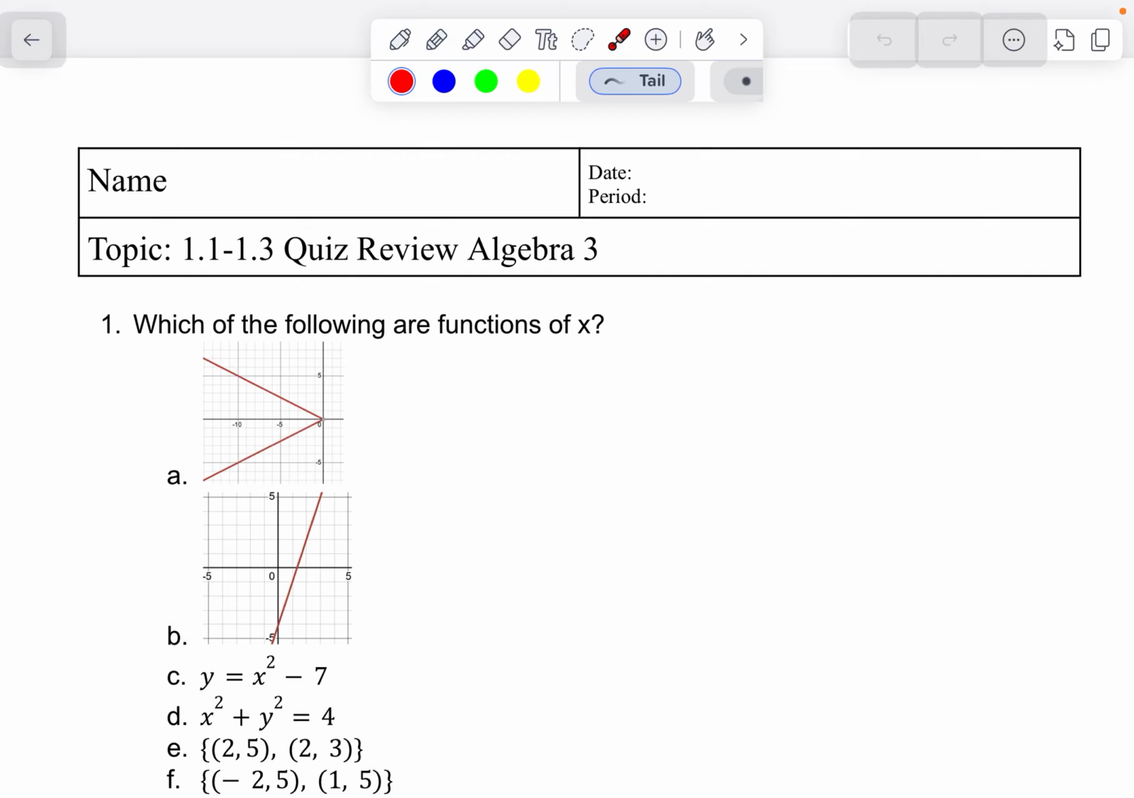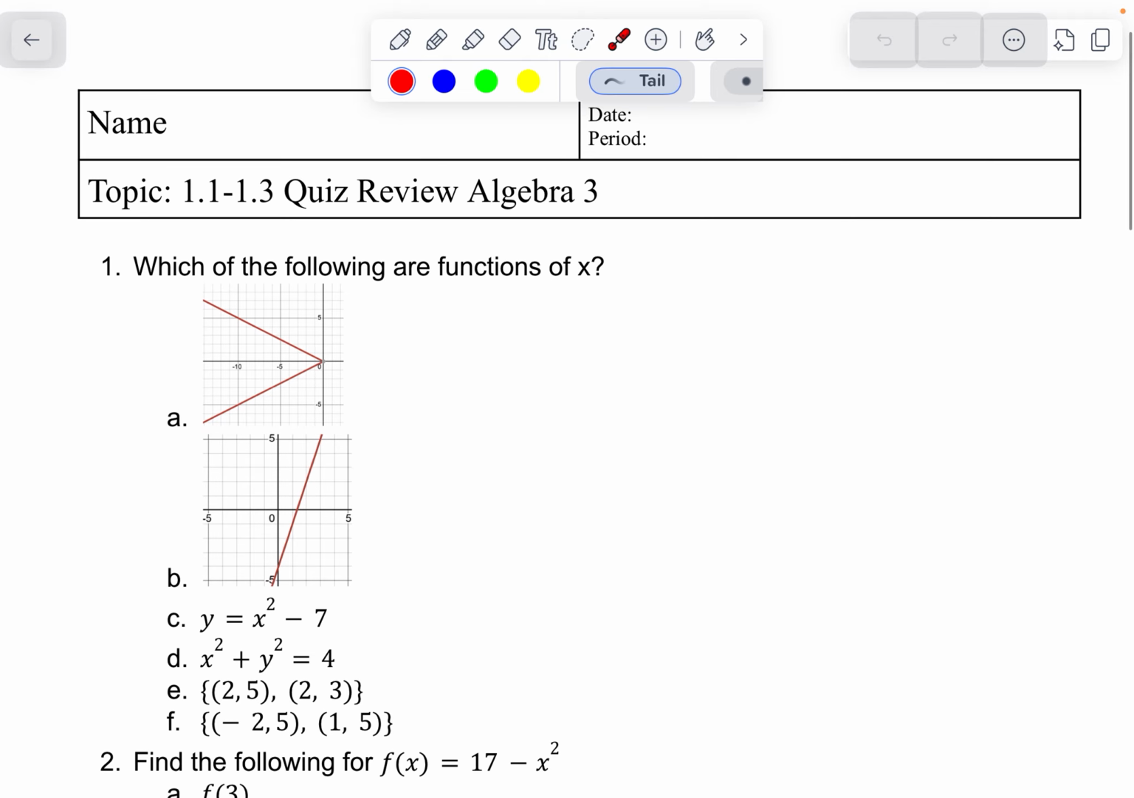So in this video, we are going to review for the quiz over 1.1 and 1.3. Looking at those notes, looking back at the homework, or any of the videos I've created on those sections would be helpful. The first thing I'm going to ask you is, are these functions of x?